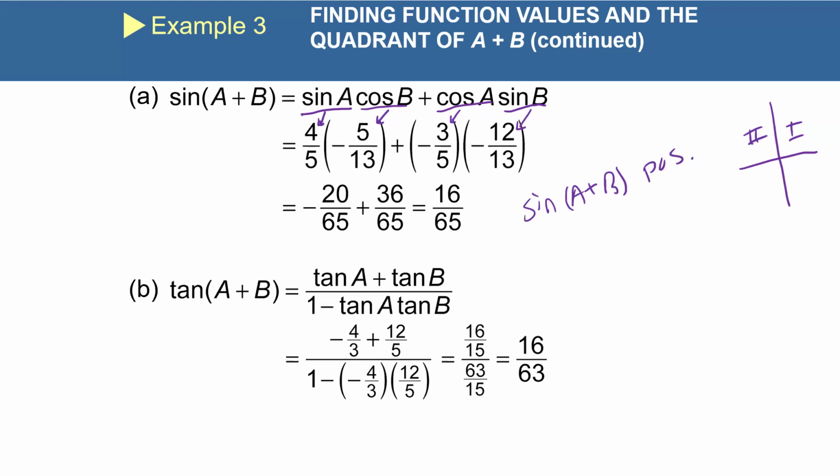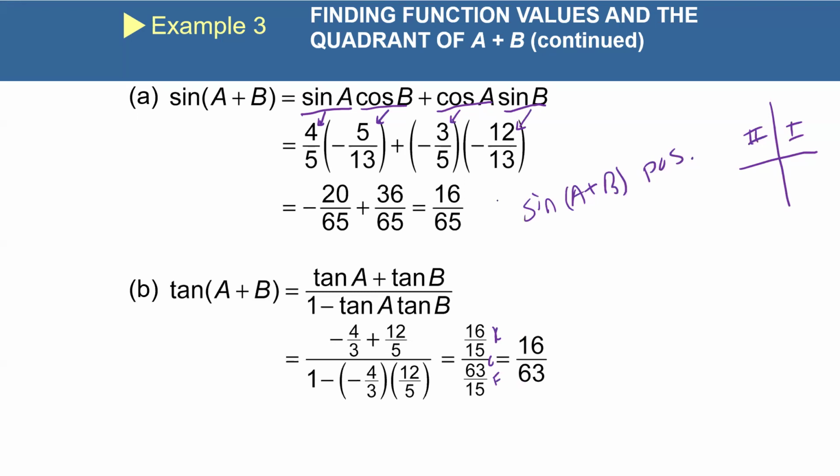Well, positive. Was it positive? Yeah, it was positive because 36 is bigger. And then in the denominator, you're going to multiply and then subtract. And that gives you 63/15. Remember, when you're dividing fractions, you're going to keep, change, flip, aka multiply by the reciprocal of the denominator. And you're going to end up with 16/63.